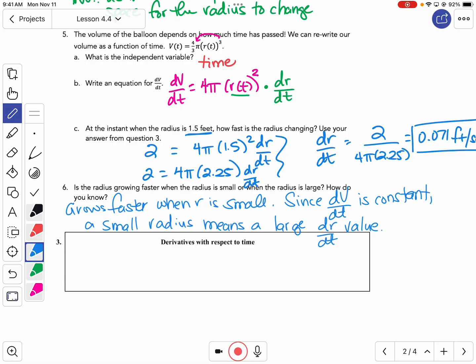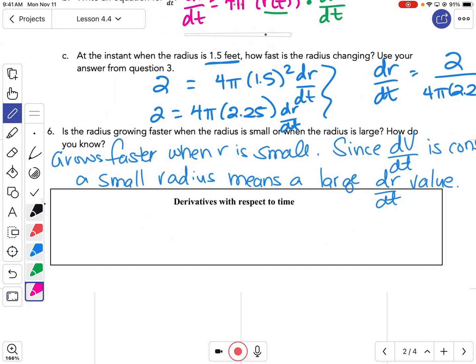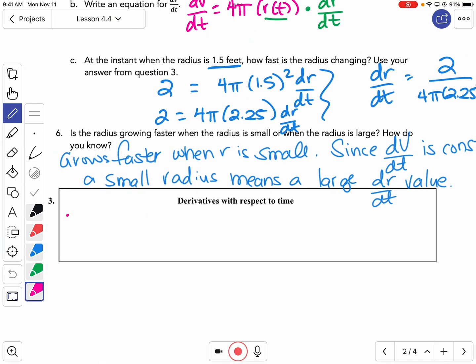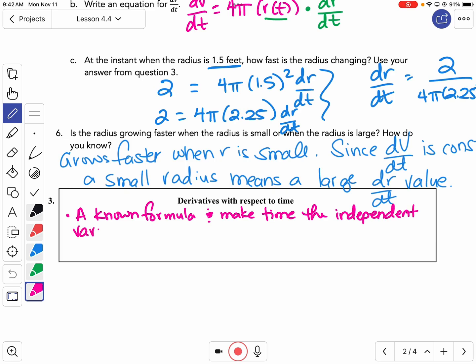Today we're just going to start the process of learning how to differentiate with respect to time, because it's kind of an abstract concept. So, derivatives with respect to time. We take a known formula and we make time the independent variable.